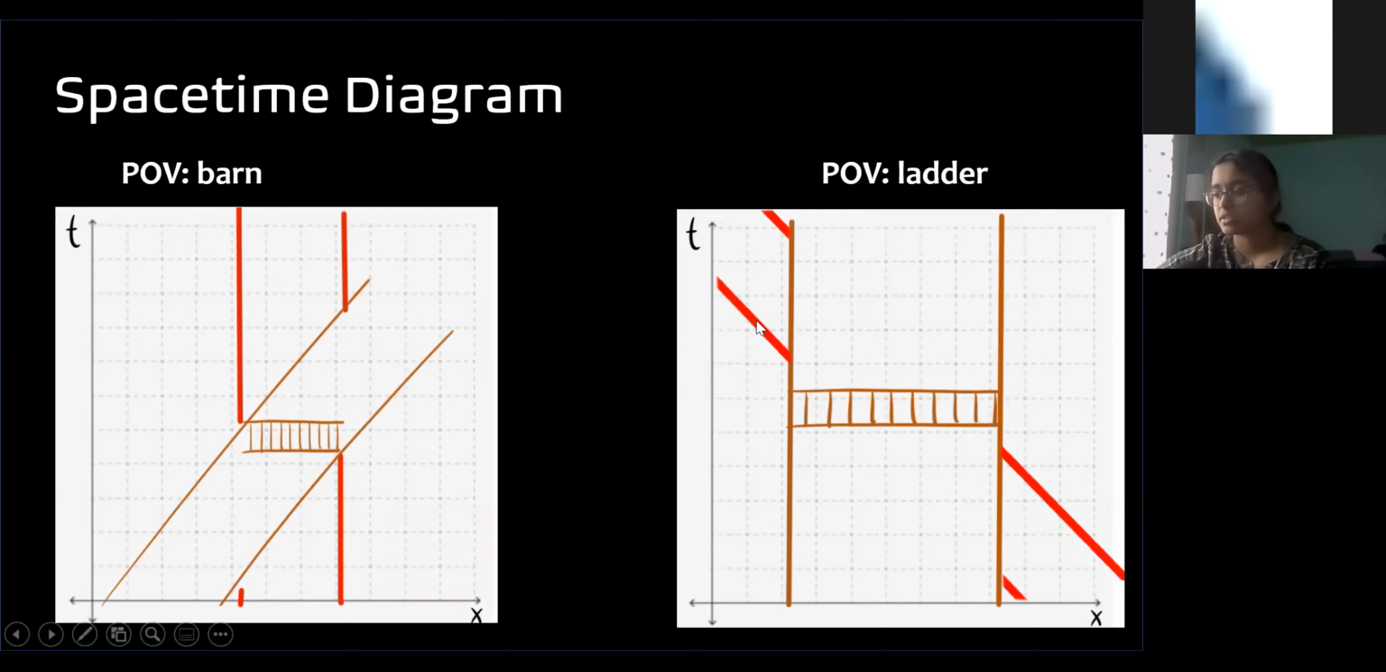However, if you look at the point of view of the ladder, now it's the one that's not moving. And so its lines just go straight up through time and they're not moving through space. And this time, the barn is what's moving through space and through time. So as you can see, the doors of the barn open and close at different times, and there is never one simultaneous time for the ladder where both of the doors are closed. So these space-time diagrams can also help determine what's going on.